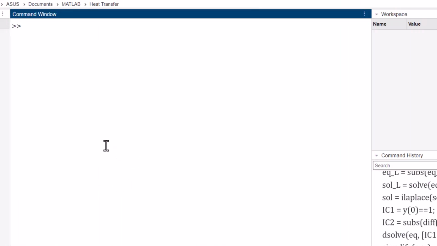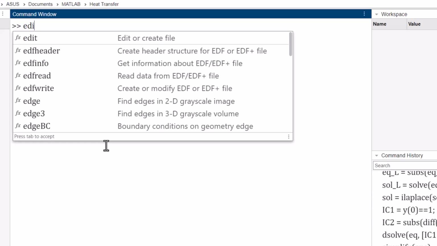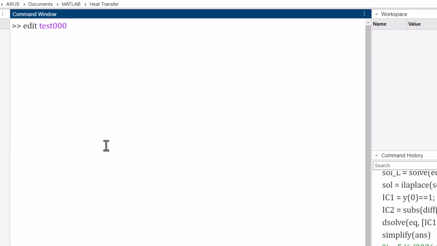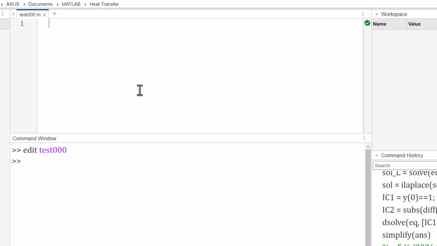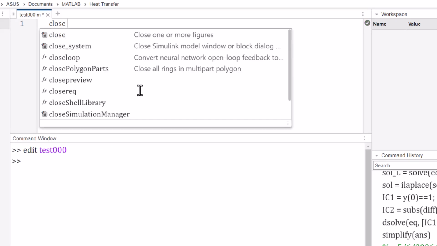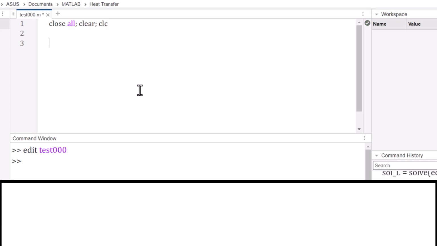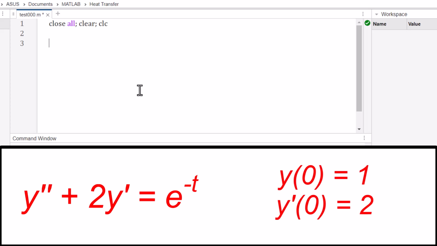So I'm going to start with an example, which you can see here. I create an M file named test000, and as always, I start my code by typing close all clear CLC. So you can see the equation. As I said, the first step is to define variables.